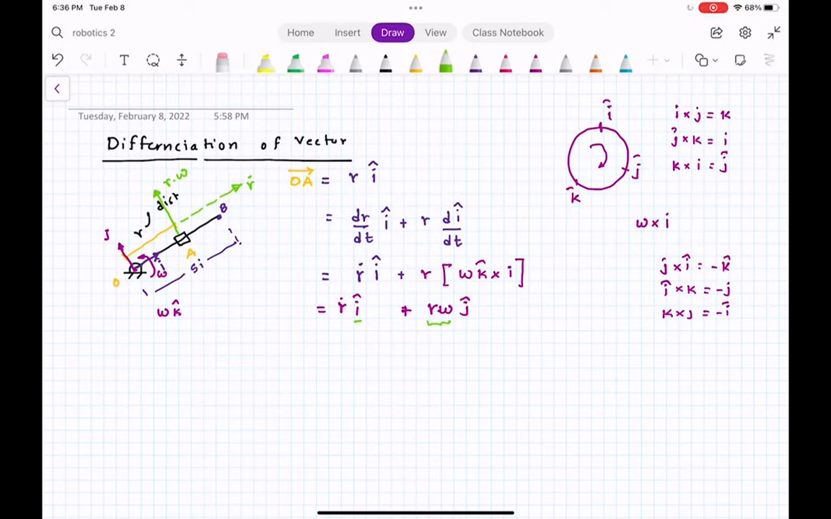The perfect example is a mouse. If you have an object which is rotating, this object is going to go forward with the velocity r dot, and it's going to go r times omega, omega r, which is perpendicular to the radius. Are you with me so far? This is the differentiation of vectors.